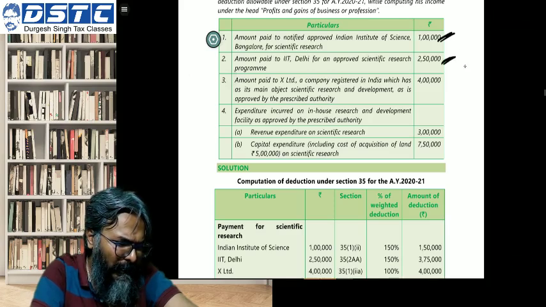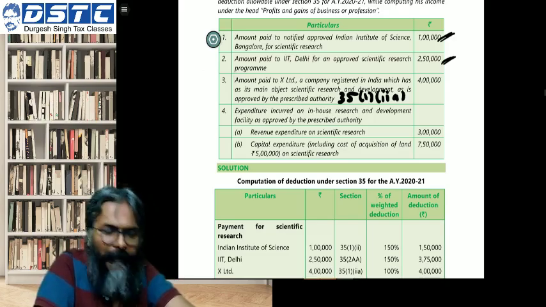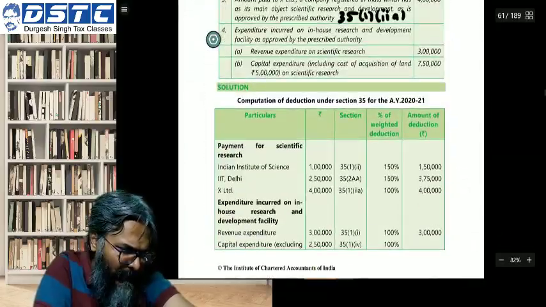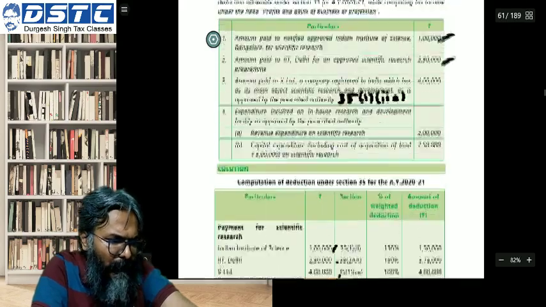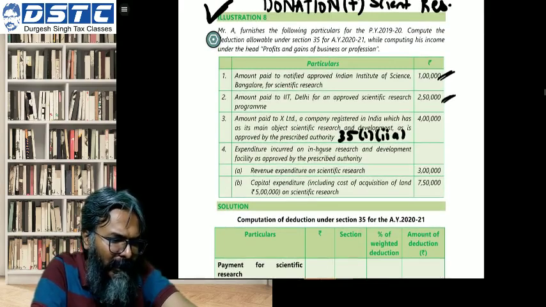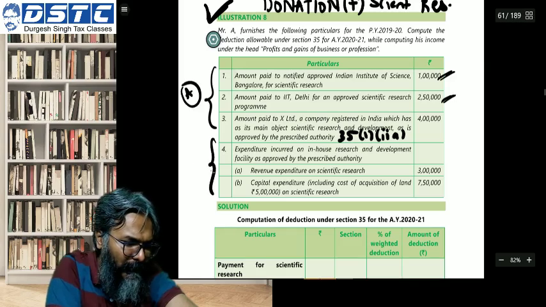Thereafter, this particular amount paid to X Limited, a company registered in India which has a main object of scientific research and development as it is approved by the prescribed authority. Student, this is under 35(1)(ii), which would be 100%. So 4 lakhs would be the amount over here. Thereafter, expenditure incurred in-house. So this is all about your part A, and now this is about your part B.